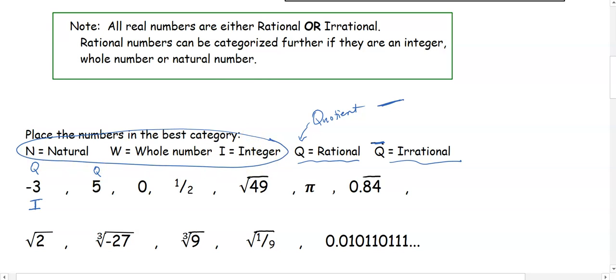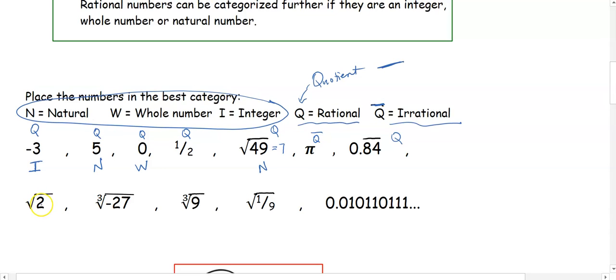5 is rational, and it can be categorized into a natural number. 0 is rational, and it can be categorized into a whole number. 1/2 is rational, but it cannot be further categorized. Square root of 49 is actually 7, so it's rational, and it can be categorized as a natural number. Pi is irrational. 0.84 repeating, since it's a repeating pattern, it's rational but cannot be further categorized.